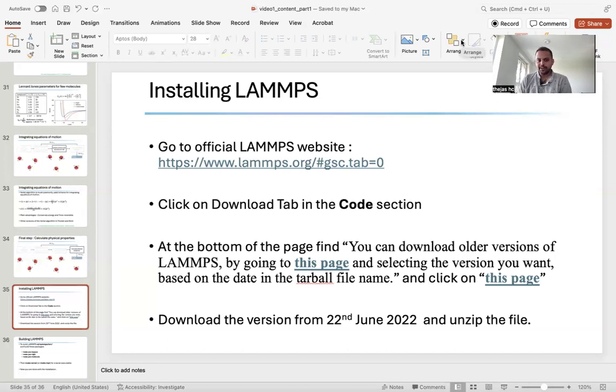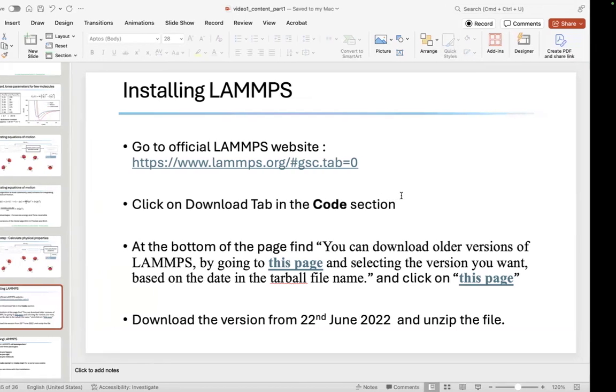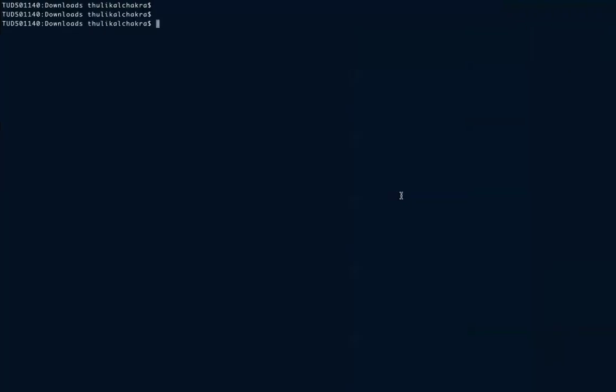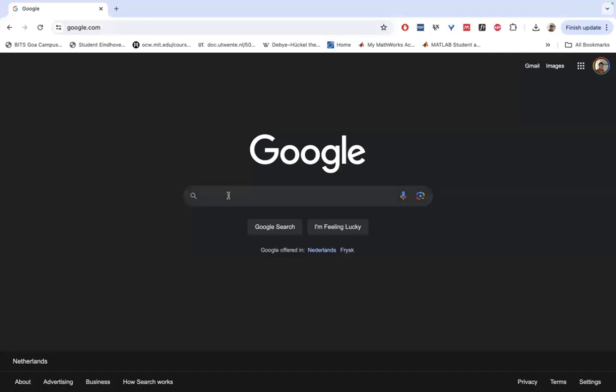Okay, so now let's get to the part where we install LAMMPS and try to implement whatever I've discussed in the previous MD basics. Now, let me minimize my screen. All right, the first step is to download and install LAMMPS and also build LAMMPS.